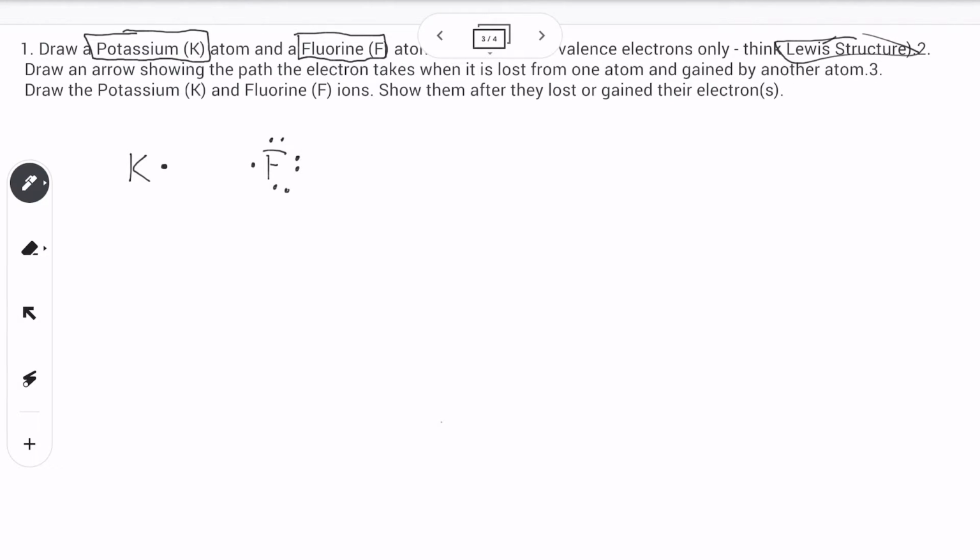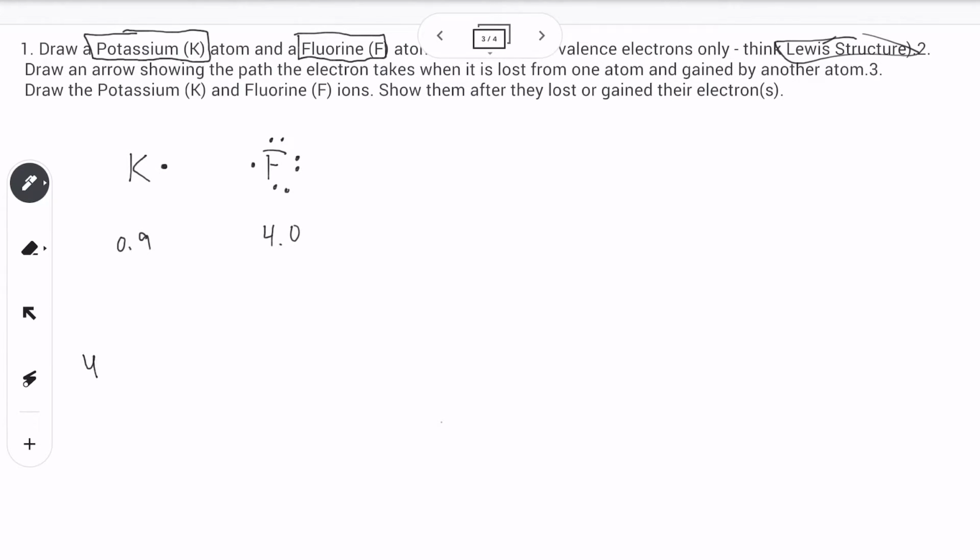Okay, so it didn't want us to draw each energy level and all the electrons, so that's good. Next, number 2, draw an arrow showing the path the electron takes when it's lost from one atom and gained by another atom. Okay, first up, before we do this, we need to look on an electronegativity chart to make sure that we have these values where they need to be. Okay, so 0.8 is K, and then F is 4.